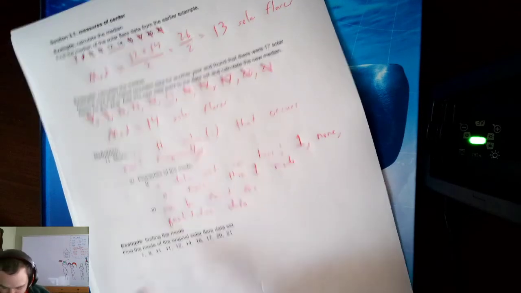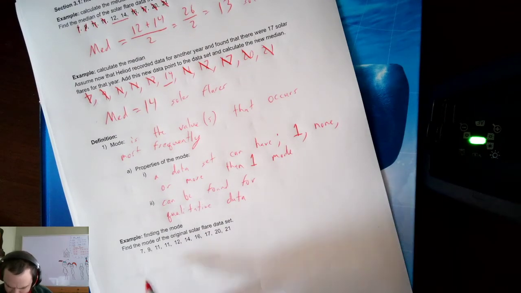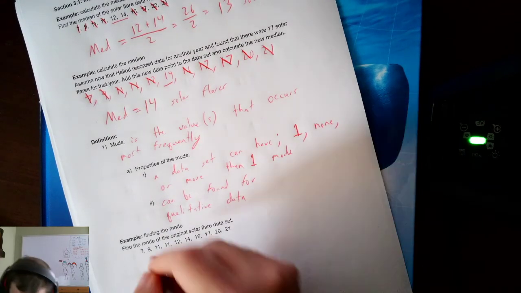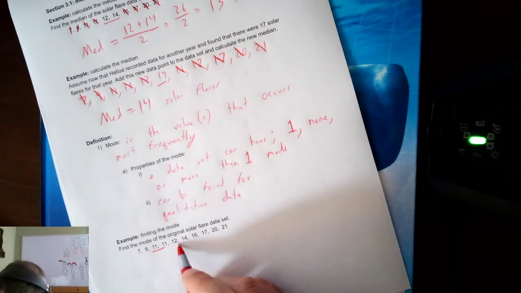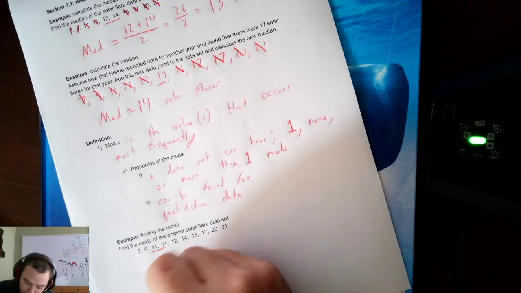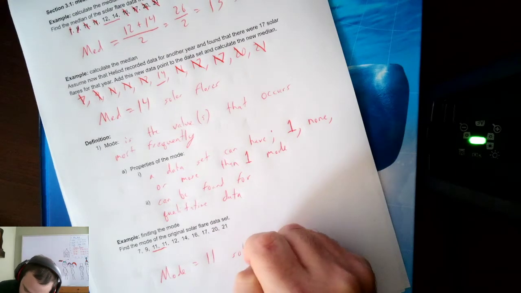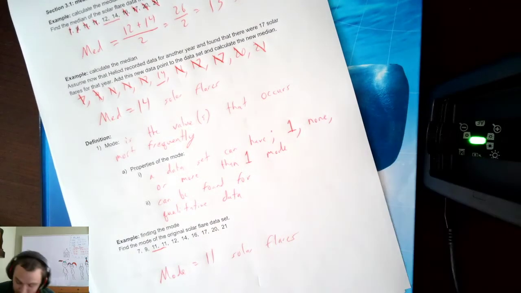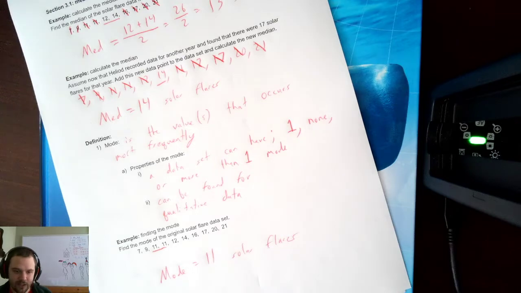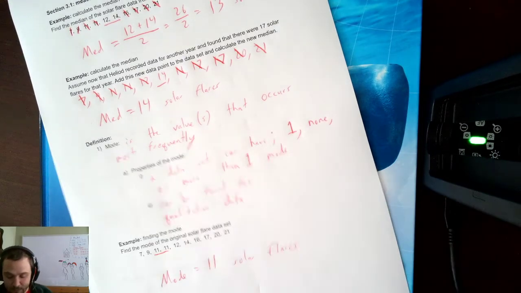So let's find the mode. Find the mode of the original solar data set. Let's see, 7, 9, 11 appears twice. 12, 14, let's see. 11 appears the most. So the mode is 11 solar flares because it appeared the most. It appeared the most frequently.